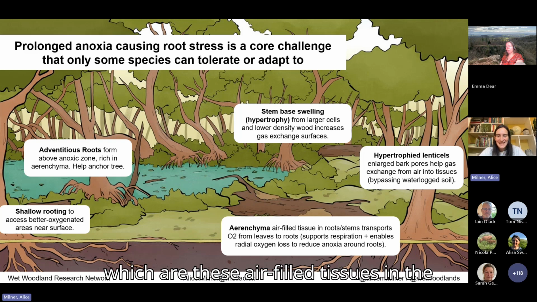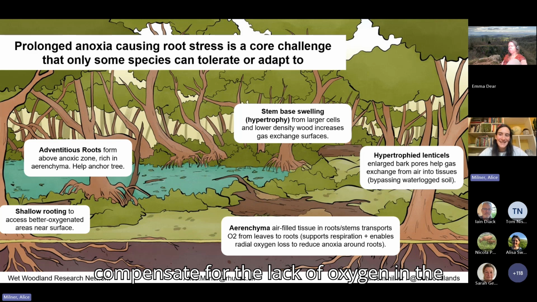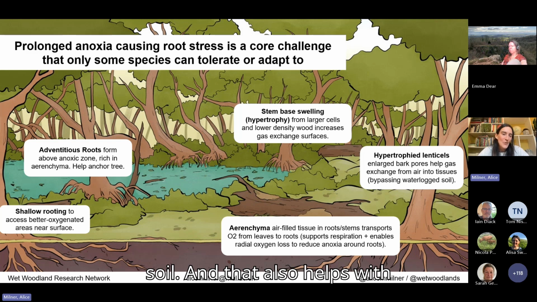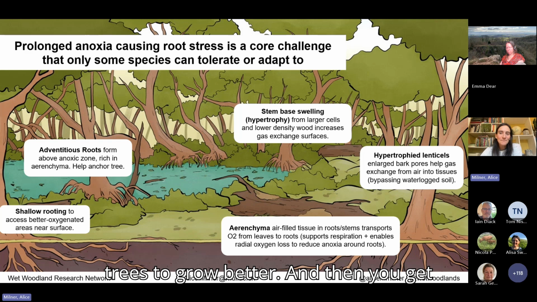So you have parenchyma, which are these air-filled tissues in the roots and the stems, and they make it easy for oxygen to diffuse through the shoots into the roots, and it gives more oxygen to the roots to compensate for the lack of oxygen in the soil. That also helps with something called radial oxygen loss, ROL, where oxygen is diffused out of the roots into the soil. It makes a protective area around the roots that's higher in oxygen, and that reduces root stress so the trees grow better.